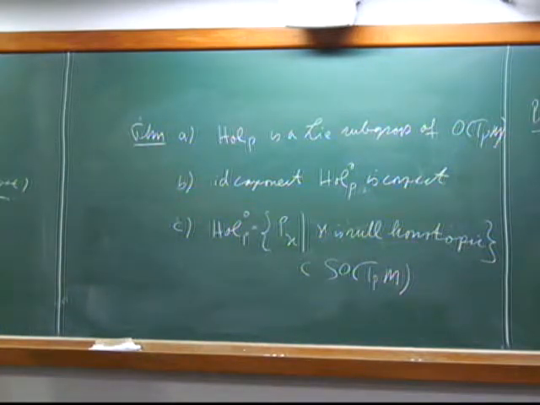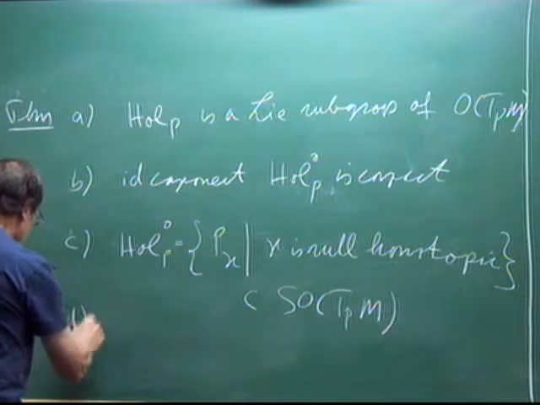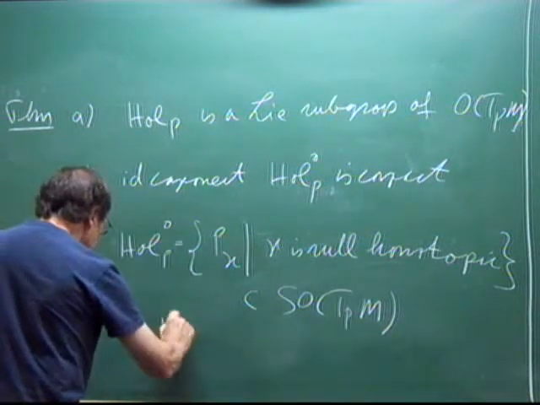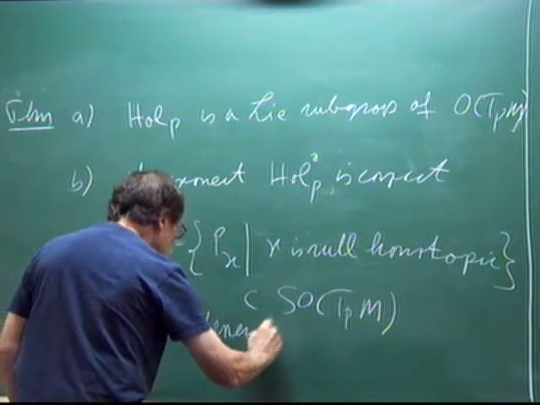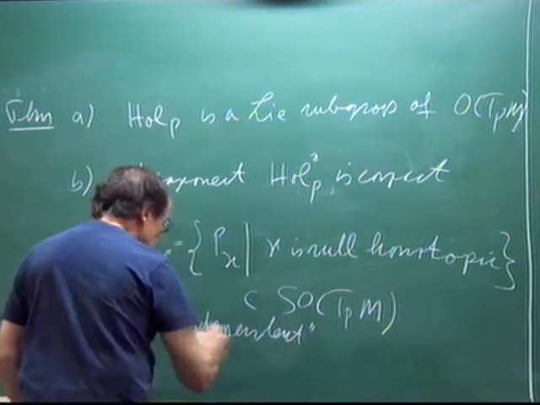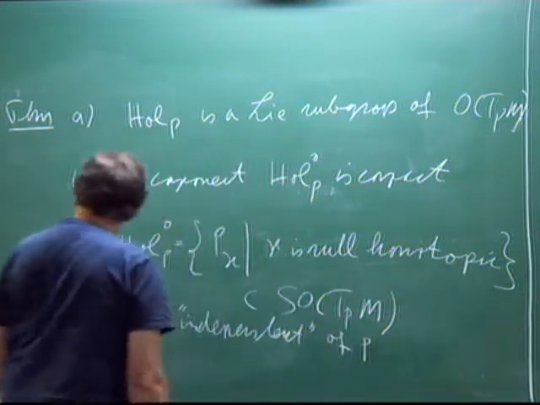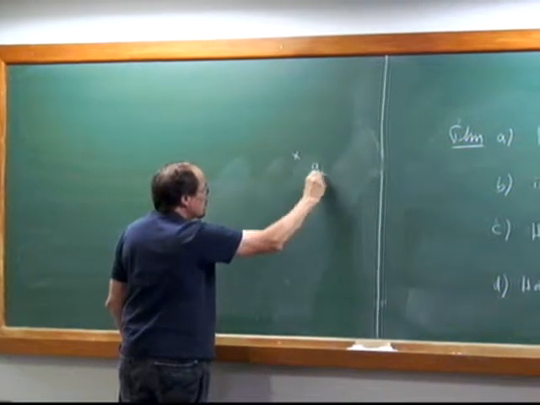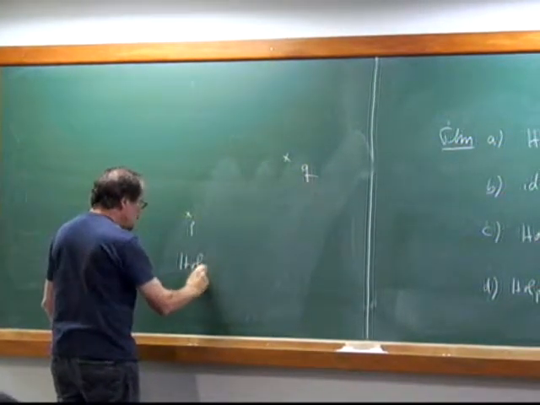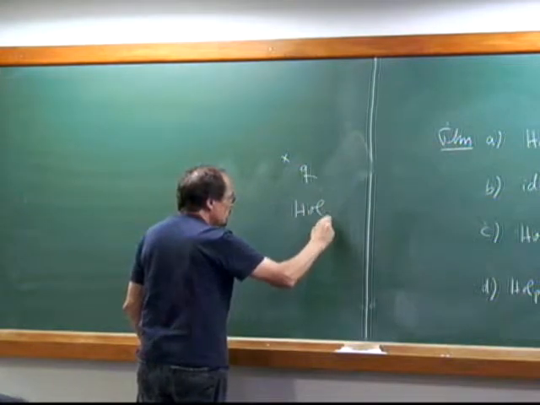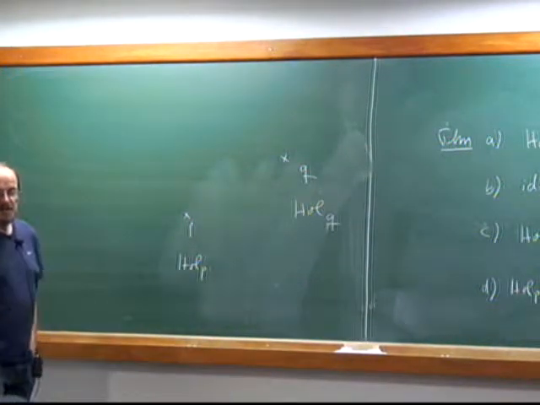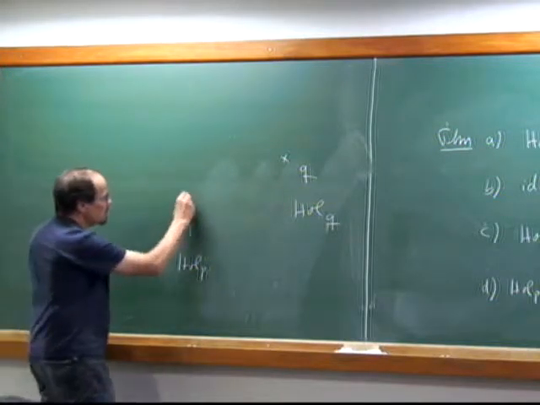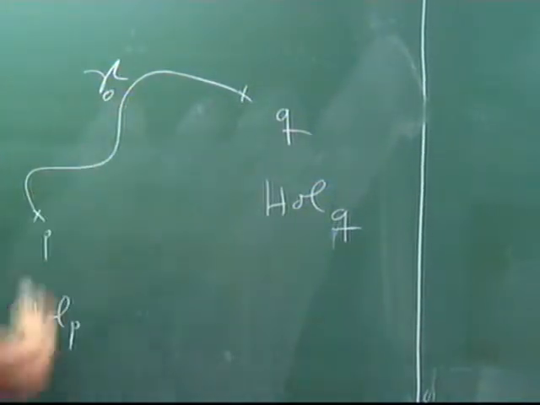What else? Maybe Hol_P is independent of P in the following sense. So at least as a Lie group, it's independent of the point. So let's take a point P, let's take a point Q. I can define Hol_P. I can define Hol_Q. Of course, they act on different vector spaces, so it doesn't really make sense that they're the same. But how would I compare them? Well, I would fix a path gamma naught from P to Q. And now I can compare the two.